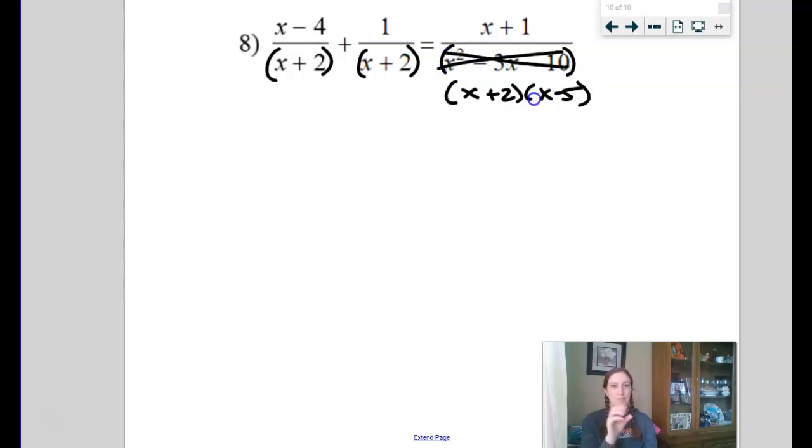Now that I can see it in terms of its pieces, I can answer all these next questions pretty quickly. For instance, the first question I'm going to be asked is, what are your excluded values? Well, you can't have negative 2 and positive 5, right?